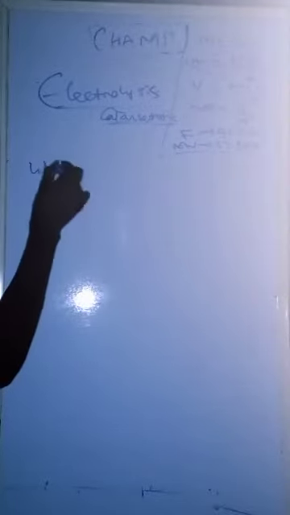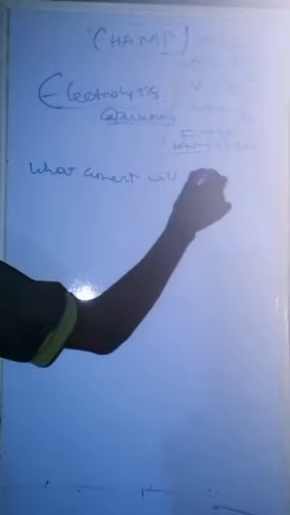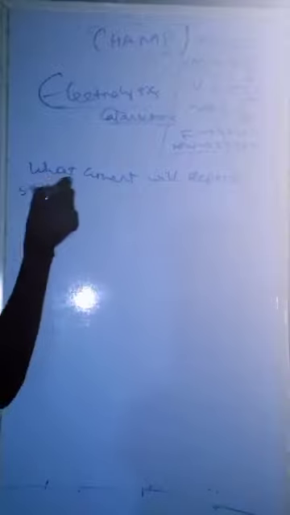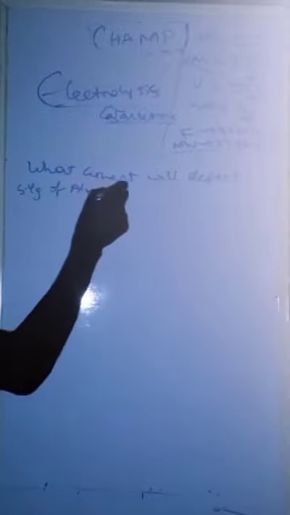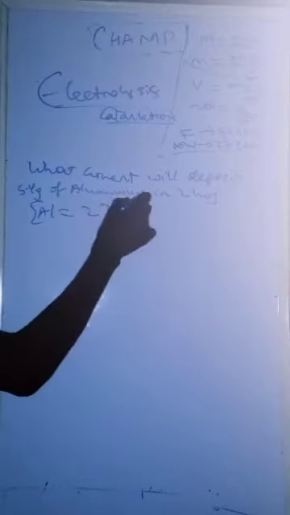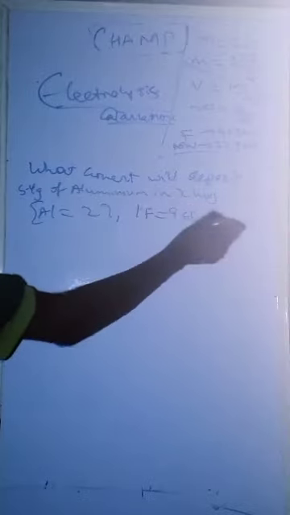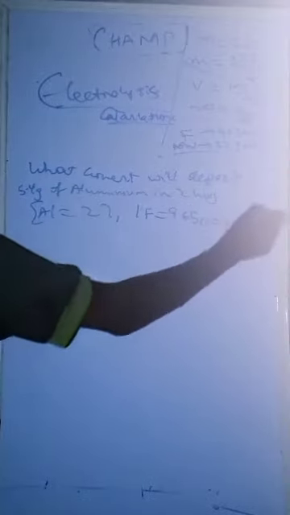Next question. What current in amperes will deposit 5.4 gram of aluminium in 2 hours? Molar mass of aluminium is 27. 1 F is 96,500 coulomb per mole.